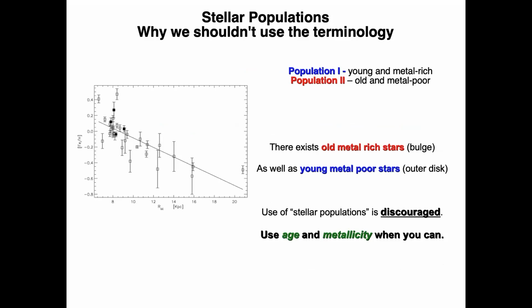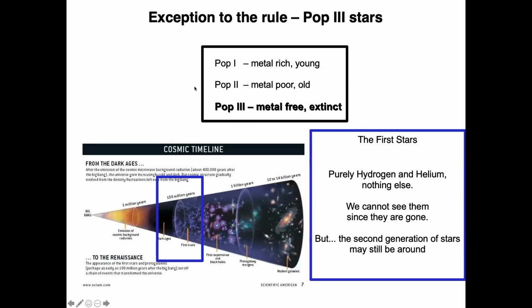This is why stellar population is a terminology that is kind of old. So population 1 is young and metal rich. Population 2 is old and metal poor. But there are these old metal-rich stars in the bulge, and there are also young metal-poor stars in the outer disk. So the use of stellar populations is sort of discouraged, and then you should use age and metallicity whenever you can. The exception to the rule are population 3 stars.